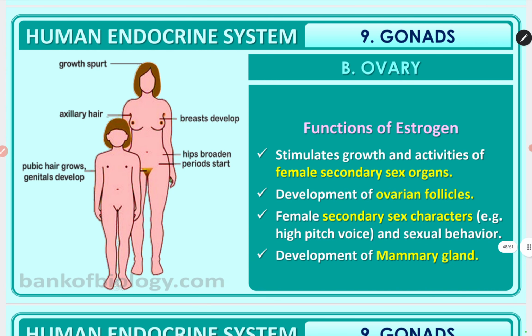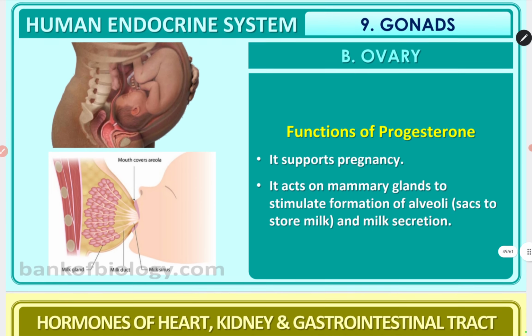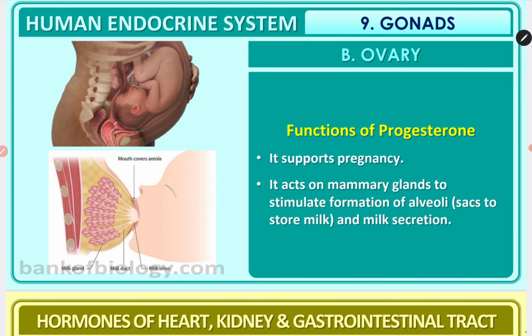Functions of estrogen. It stimulates growth and activities of female secondary sex organs, development of ovarian follicle, female secondary sex characters, example high pitch voice and sexual behavior, and development of the mammary glands. Functions of progesterone. It supports pregnancy. It acts on mammary glands to stimulate formation of alveoli, that is the sac to store milk, and milk secretion.